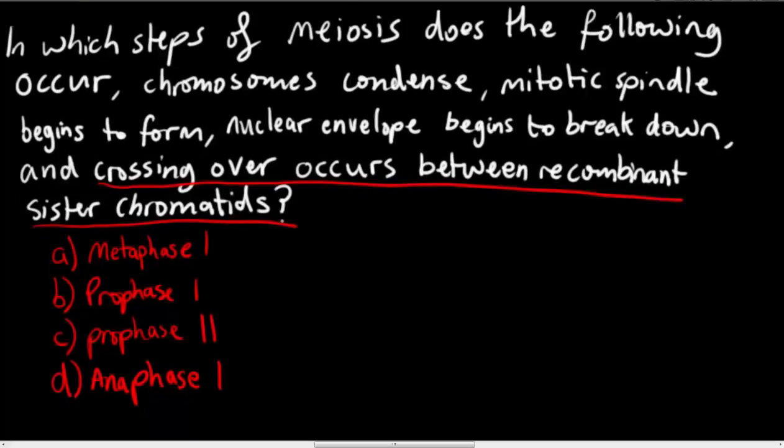So the answer is... Prophase 1. Prophase 1. That's when the crossing over occurs between recombinant sister chromatids.